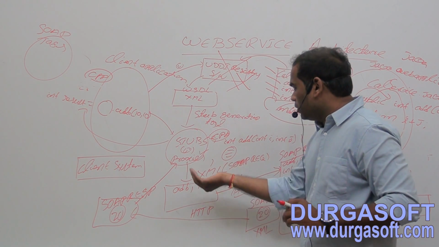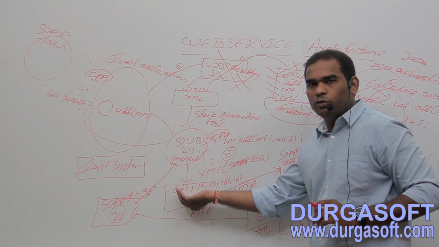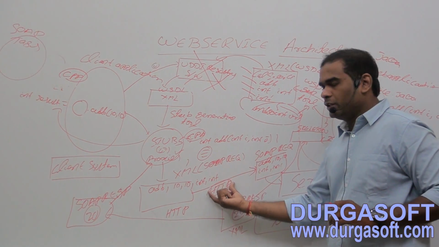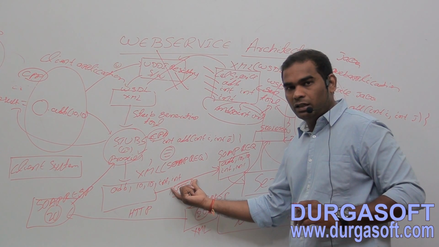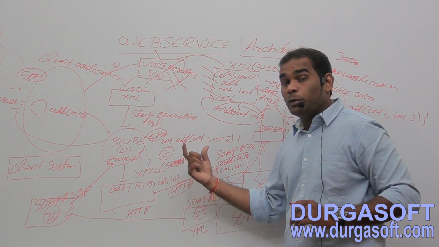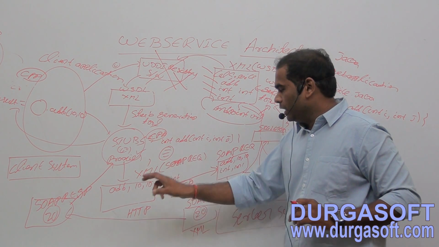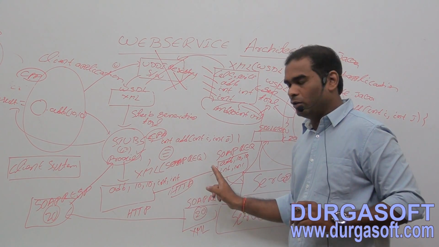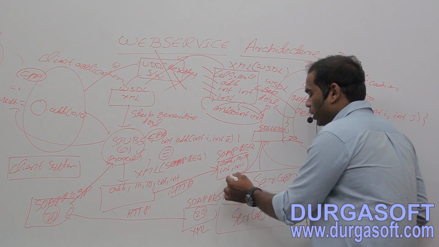Now this XML document needs to move from the client location to the server location. Who will do that job? HTTP protocol will do that job. The responsibility of the HTTP protocol in the web service architecture is moving the SOAP request from the client location to the server location. This SOAP request will be handed over to the server.